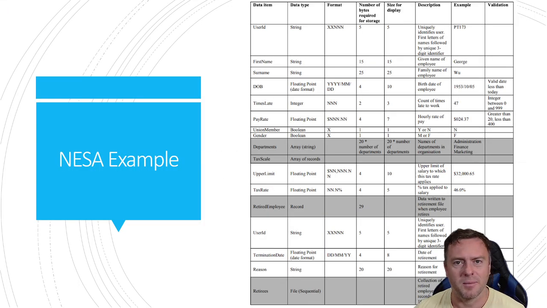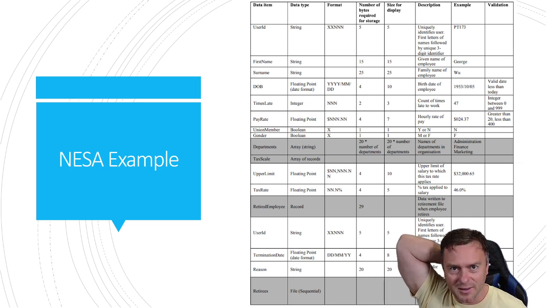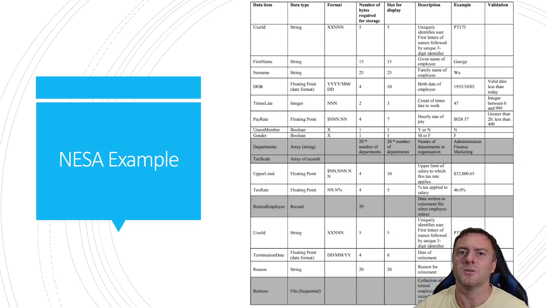So now to unpackage a few others. This was a really cool one that I found from NESA. This is a NESA example straight out of, I think it was, the course specifications. You'll see that it has a few more things in here. Departments is stored as an array of strings. It looks like a teacher database.